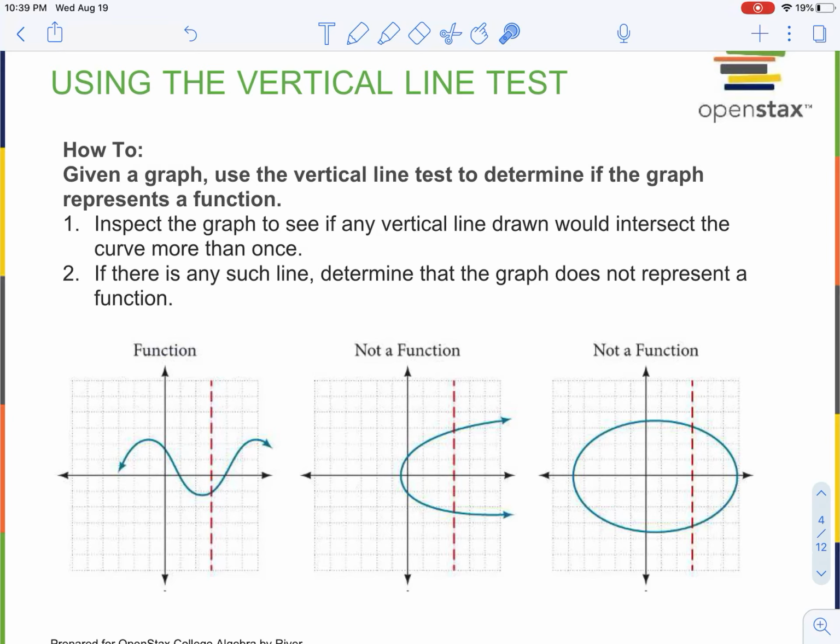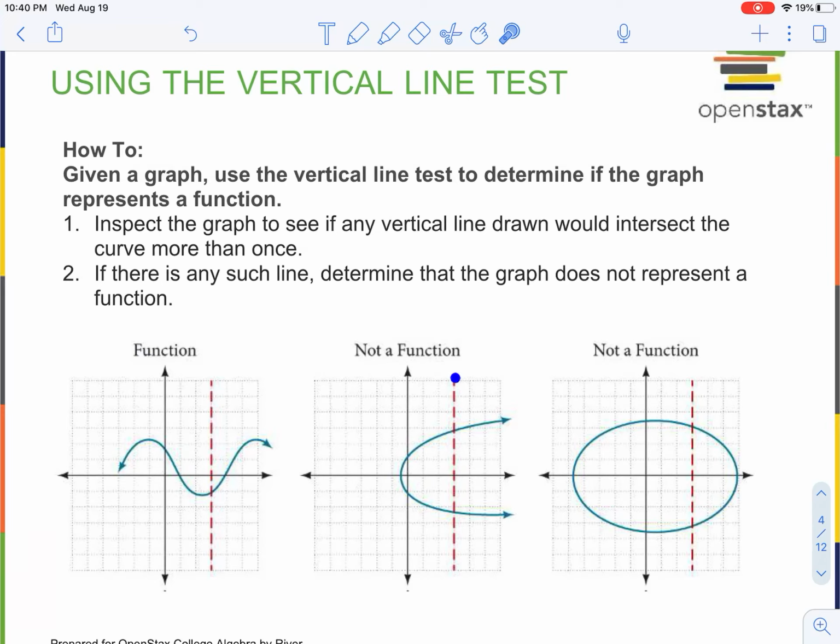Looking at this first one, you see that it's a function, but let me just show you why. No matter where I would draw a vertical line, in this case we drew it here, but you could draw a vertical line anywhere, and no matter where you draw it, it only ever crosses the graph once. Now when I say the graph, or in this case the curve, we don't mean the coordinate plane itself, but the actual graph of the relation. So it crosses at most once, no matter where you draw the vertical line. So this one is a function.